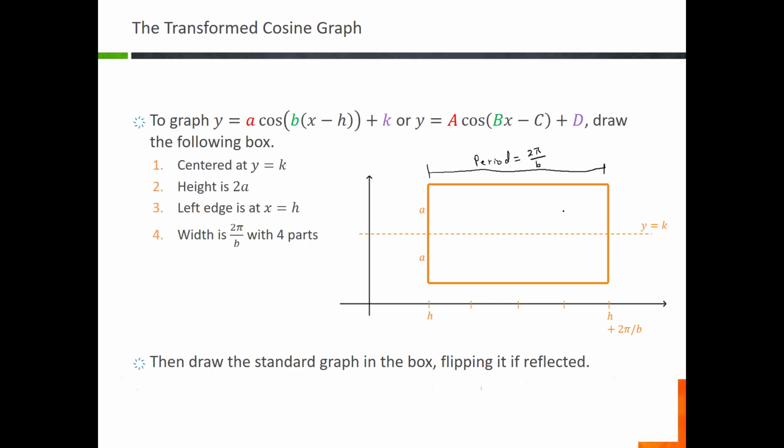And then we're going to divide it into 4 parts again. So we have the 1, 2, 3, 4, 5 tick marks. All right. So once we get the box set up, just draw in your cosine graph. So again, the cosine graph starts at the top, goes down and back up. Okay. And if it was reflected, you're going to flip this whole graph upside down. Okay, so that's what the reflected graph would look like. So that's sort of the basic process. Let's look at a few examples here.